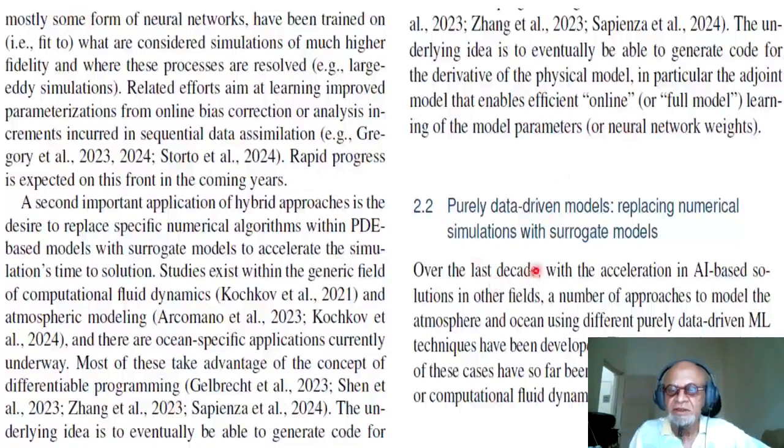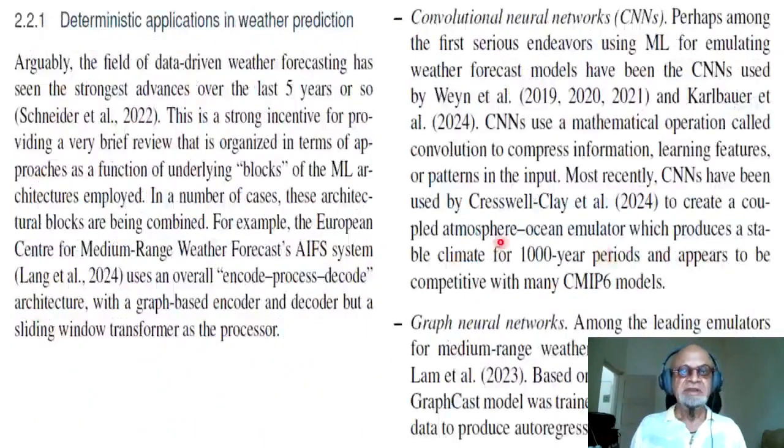Okay, this third one is purely data driven models replacing numerical simulations with surrogate models. So you may end up replacing, let's say, convection in the ocean with some sort of an ML algorithm that is embedded into a dynamic model. So wherever you don't have first principle equations to solve numerically to get solutions, you will use ML. For example, we write equations and we have parameters in them, so ML can either replace it or improve the parameters. Deterministic applications in weather predictions, we have already talked about this.